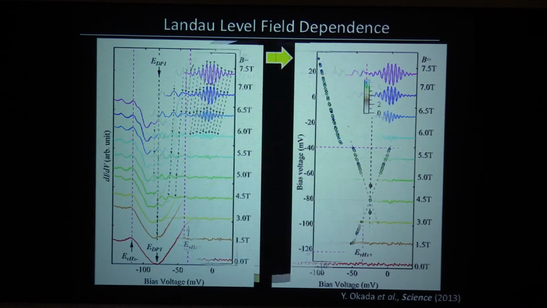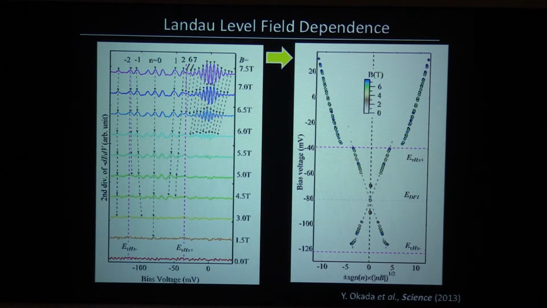Now the interesting thing, next thing to do is to actually index them. And this is really tricky. How do you index these peaks? Now in our case, it was easy because we could actually identify the Dirac point. Typically, if you don't know where the Dirac point is, it's very difficult to index the peaks.